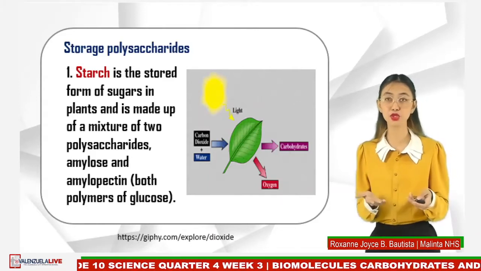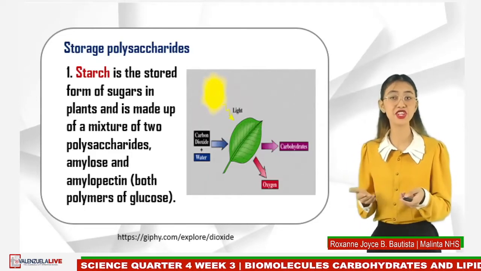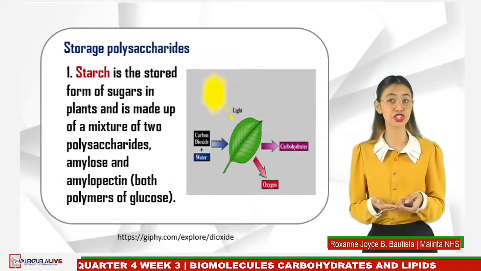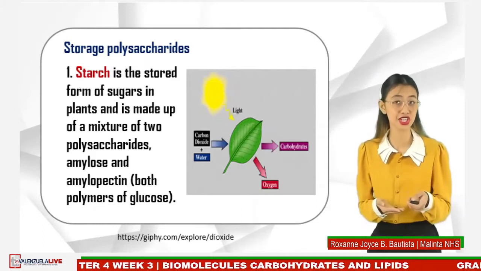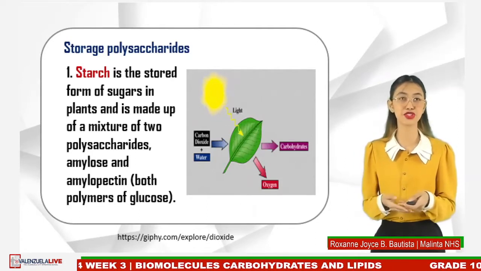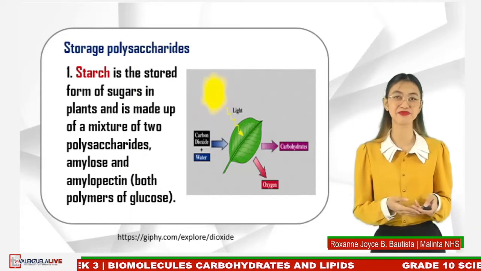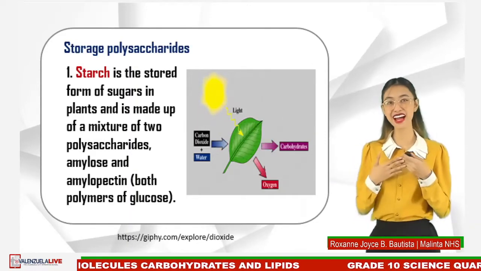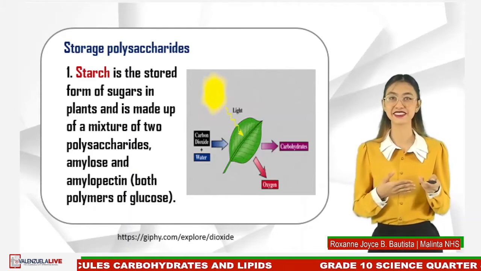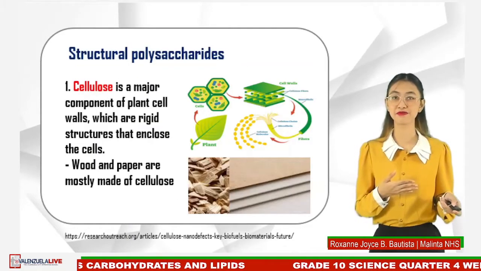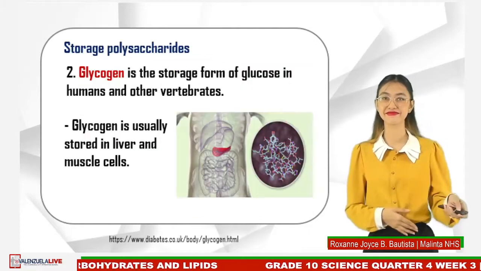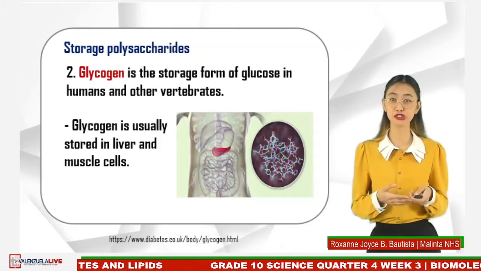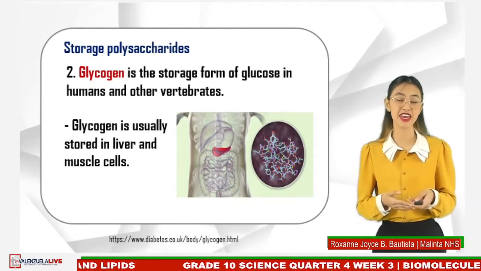Plants are able to synthesize glucose using energy gathered in photosynthesis, and the excess glucose beyond the plant's immediate energy needs is stored as starch in different plant parts, including their roots and seeds. That's great for plants, but what about us, humans? Glycogen. Glycogen is the storage form of glucose in humans and other vertebrates.